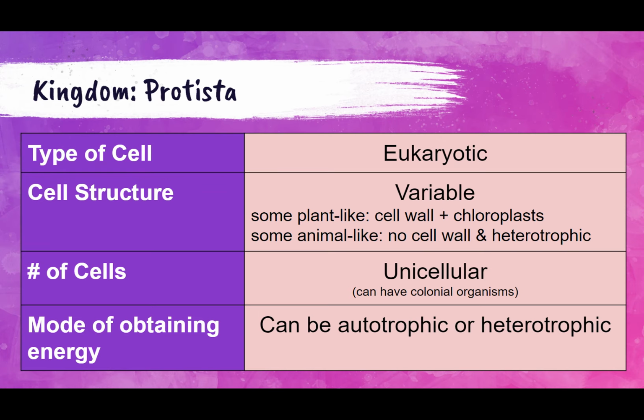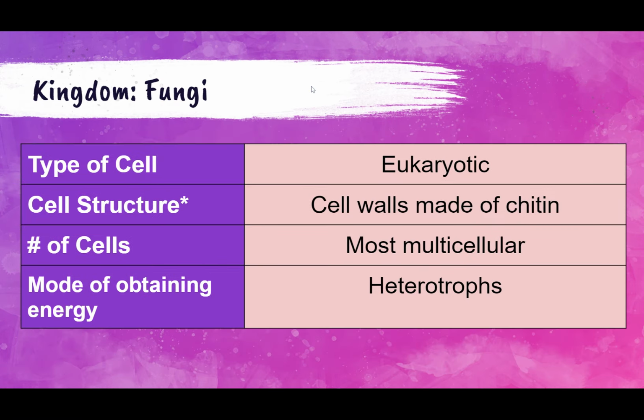So again, the tricky thing and the thing to point for here is if it's eukaryotic and unicellular, it's a protist. And last but not least, we have our fungi. Fungi are eukaryotic. They do have cell walls, but the carbohydrate that makes up their cell walls, sorry guys, is called chitin. Now I know you're going to look at that word and be like, it's chitin, Miss Curley. No, it's not. It's chitin. So chitin is the name of the carbohydrate that makes up their cell walls. The vast majority of fungi are multicellular and they are all heterotrophs.